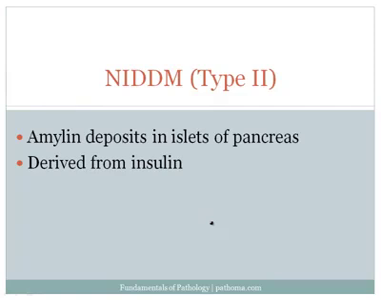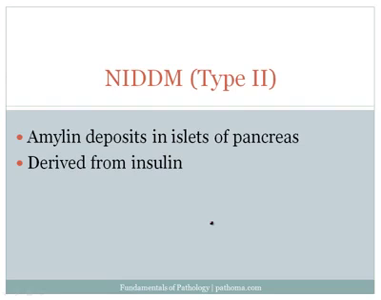The next example of localized amyloidosis is type 2 diabetes. In type 2 diabetes, recall that the problem is a resistance to insulin at the level of the skeletal muscle and the adipose tissue.